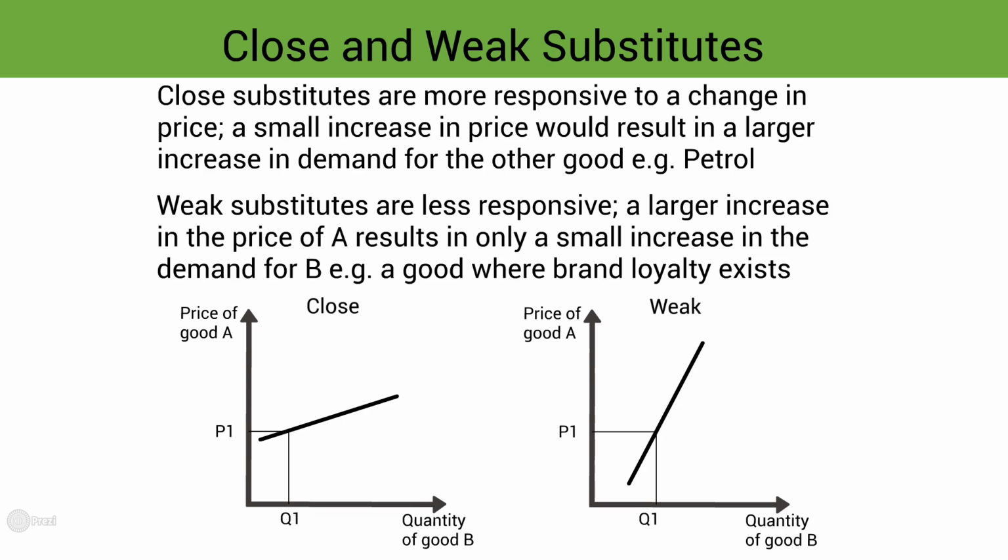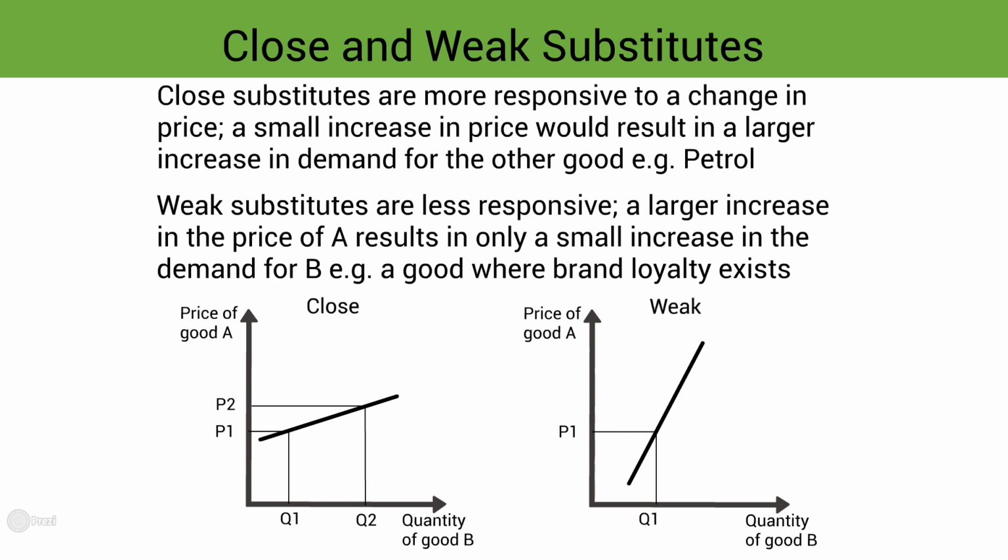The diagram on the left is for close substitutes. These would have a high value for cross elasticity of demand. A small increase in the price of A results in a large increase in the quantity demanded of good B. This is because these substitutes are very close, and consumers are happy to switch from consuming the good that is now more expensive to consuming the relatively cheaper good, which is good B.